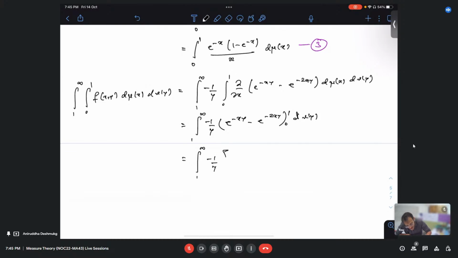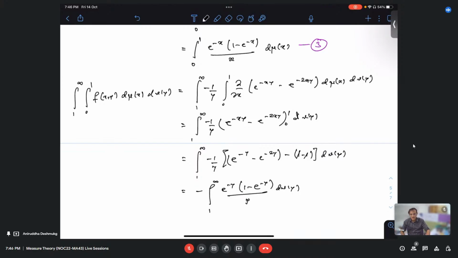So it is minus 1 over y of e to the power minus y minus e to the power minus 2y, minus at 0, what will it be? It is e to the power 0 minus e to the power 0. So it is 1 minus 1. Well, the overall sum is 0. But yeah, none of the terms are 0. So it is 1 to infinity, minus e to the power minus y minus e to the power minus 2y. Or maybe I'll write it in that way. So minus 1 to infinity, e to the power minus y into 1 minus e to the power minus y over y dy, d nu y.